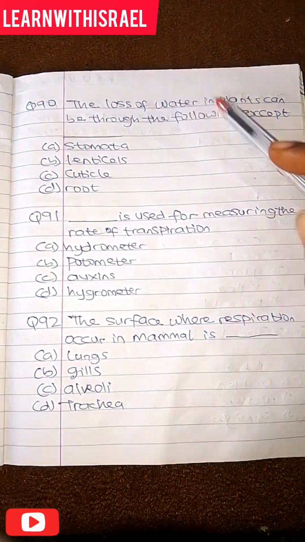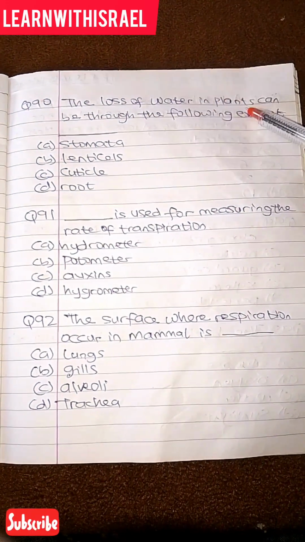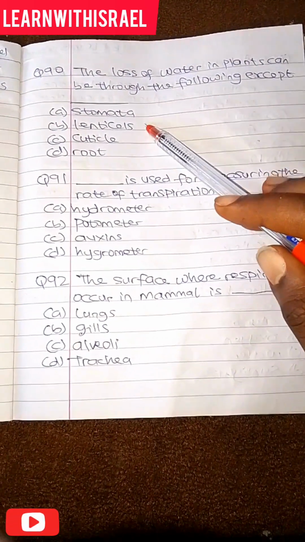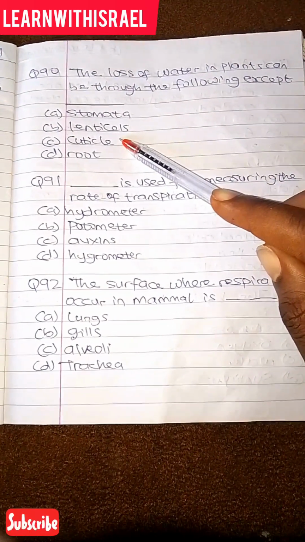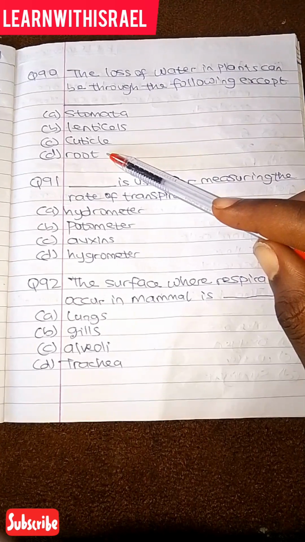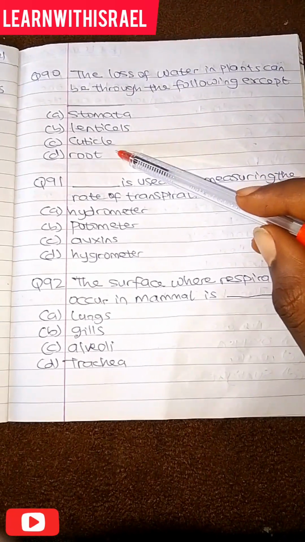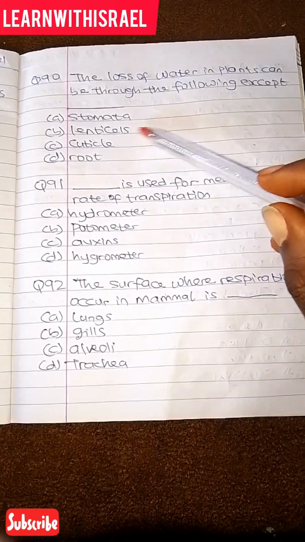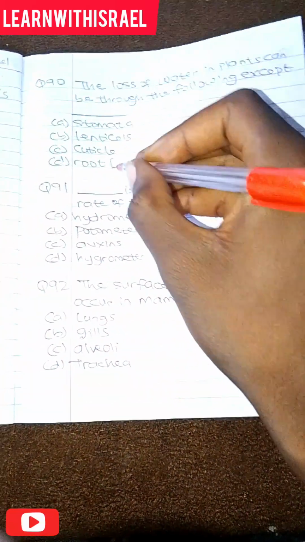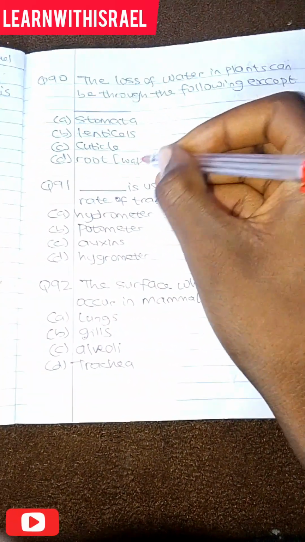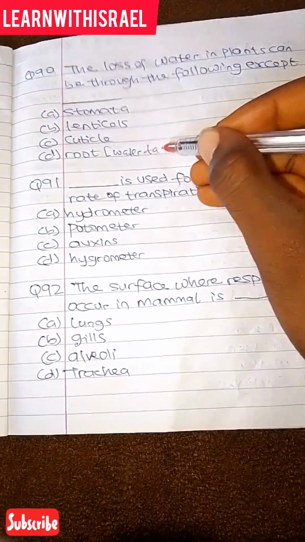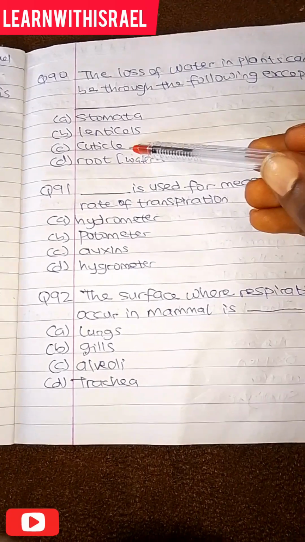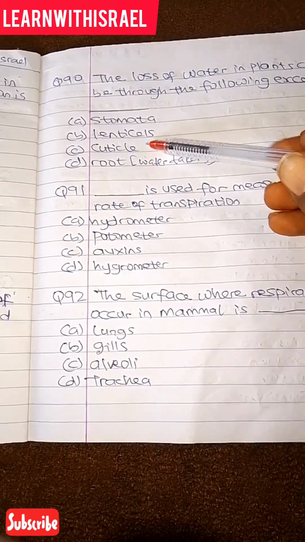Question 90. The loss of water in plants can be through the following except dash. A. Stomata, B. Lenticel, C. Cuticle, D. Roots. So let's start from roots. Roots do not allow loss of water. Roots are water takers. They conduct water. While cuticle is a waxy layer covering the leaf.